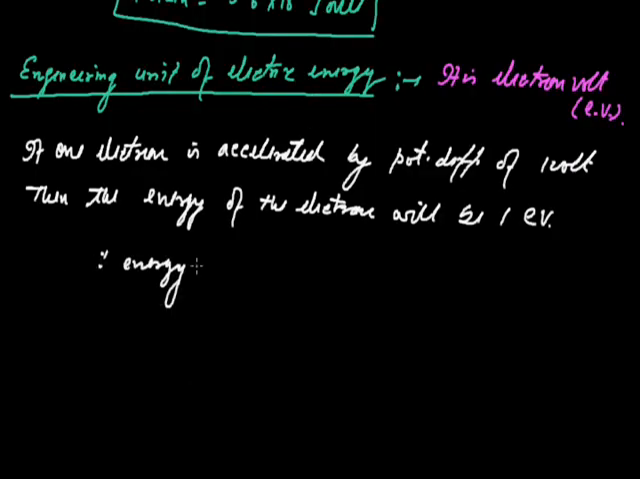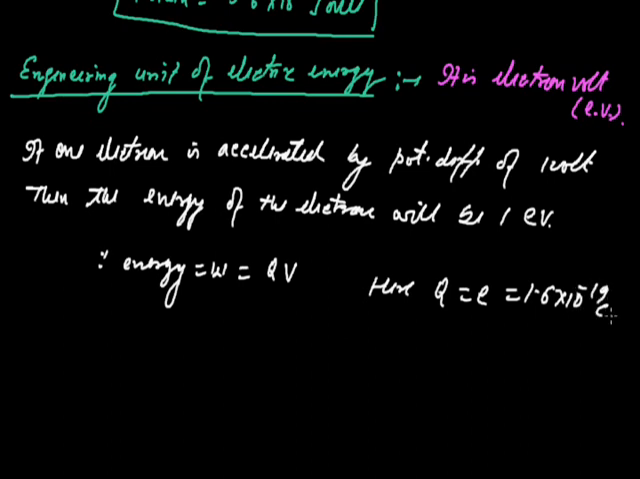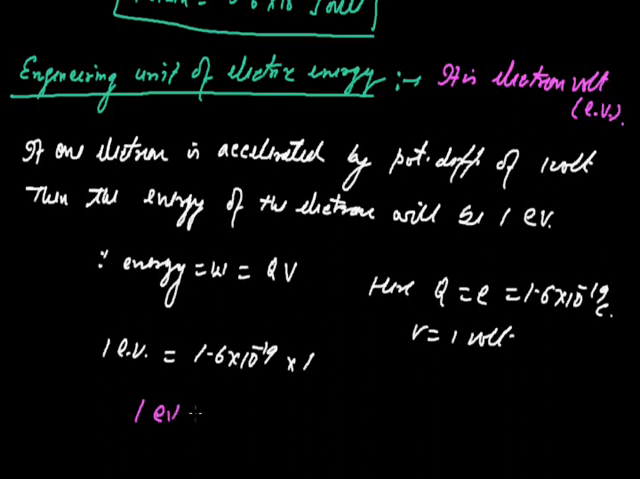Because energy or W is Q into V. Here Q is e, that's 1.6 into 10 raised to the power minus 19 coulomb. Here V is 1 volt. So 1 electron volt will be 1.6 into 10 raised to the power minus 19 into 1, means 1 electron volt is 1.6 into 10 raised to the power minus 19 joule.